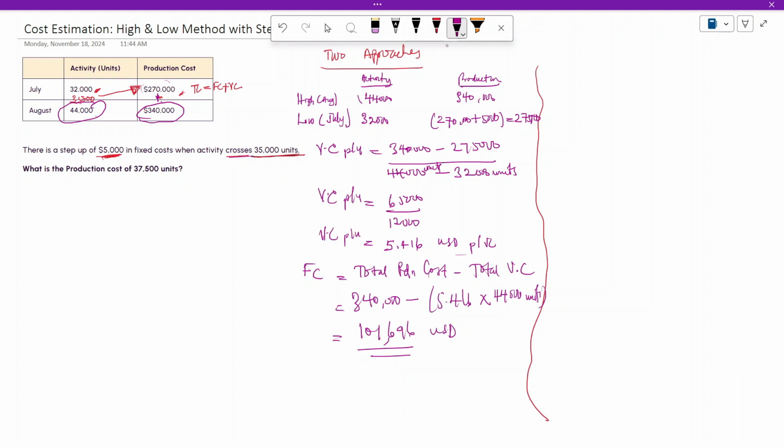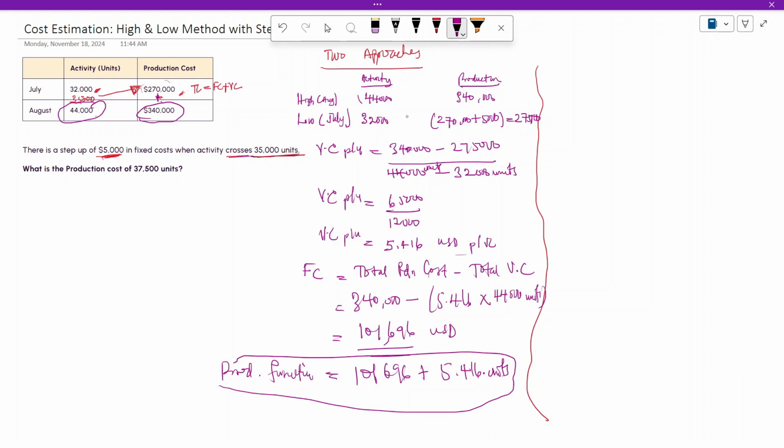So we can write the production function as 101,696 plus 5.416 times the variable units, which is your units. So this is the production cost function.